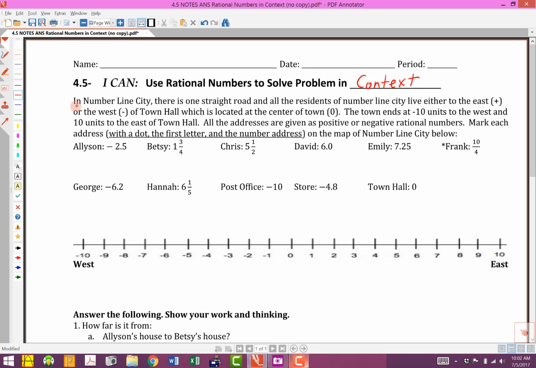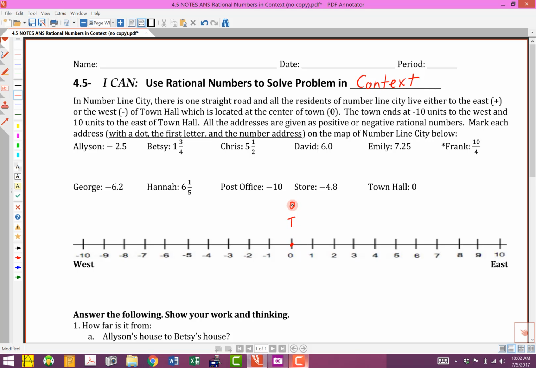So this problem, at least for the first part of it, is about Numberline City, and there's one straight road in this city, and all the residents of Numberline City live either to the east, which is in the positive direction, so that's going to be to the right, or to the west, that's going to be in the negative direction of Town Hall. And Town Hall is right in the middle. Okay, so I am going to go ahead and put that one right here. So Town Hall is right here. So I'm going to put a T for Town Hall, and it's right at 0.